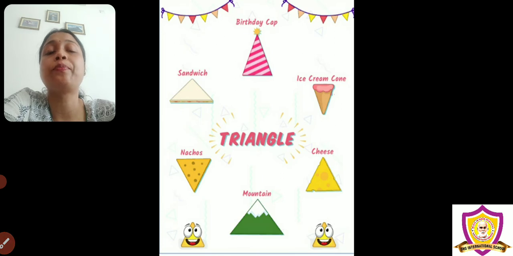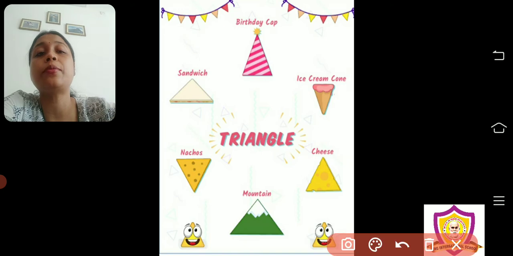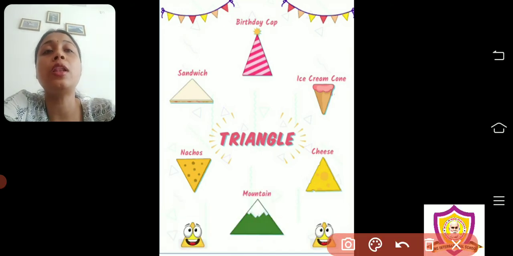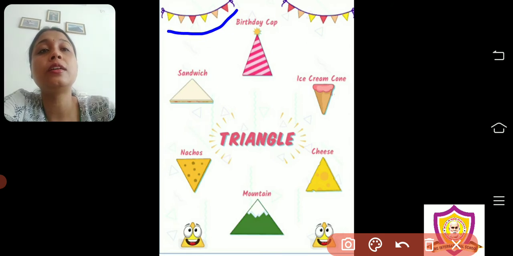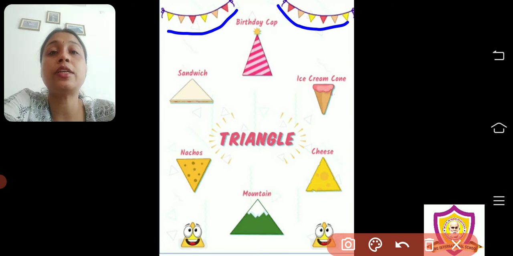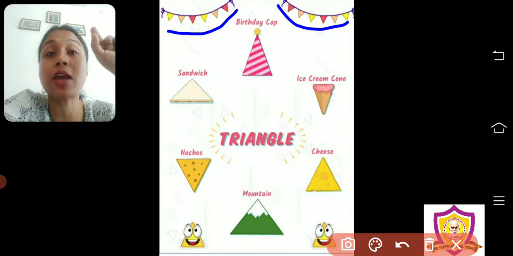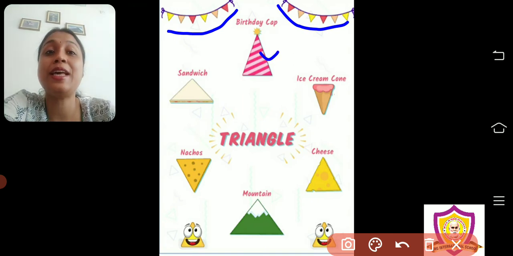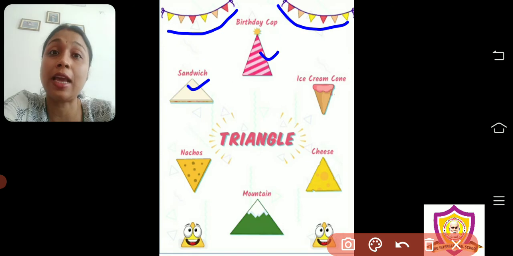Now look here. Can you see there are so many triangle shape objects? Let's take my brush. First of all, this birthday decoration. We always put this kind of birthday decoration. Can you see small triangles are there? Now come to birthday cap. Yes. Now one more thing that we love to eat in a birthday party, sandwich, is triangle shape.